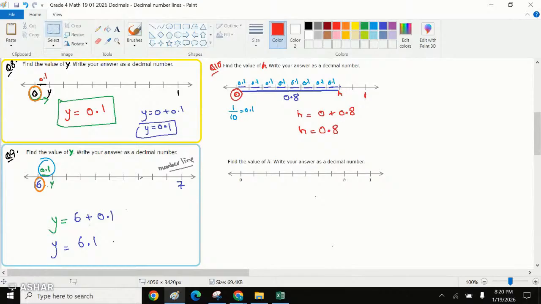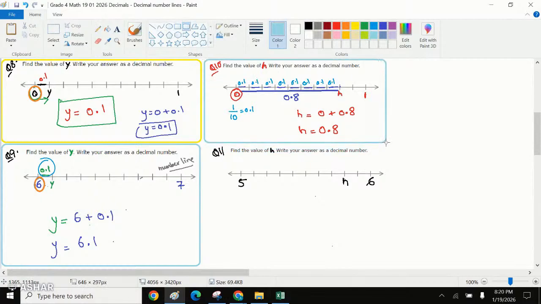But if we go to the next question, question number 11, right? Let's see what difference it would make. If I say this is 5, this is 6, and this is the value of H. Let me just separate them in a box so that we have a clear picture.